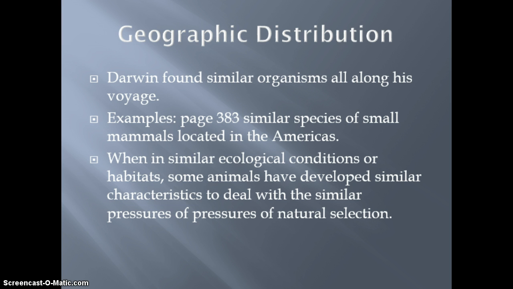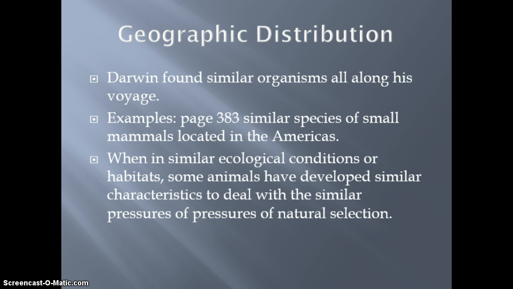They maybe aren't necessarily related, but it's recognizing that there are possibly similar species that have evolved over different evolutionary lines. So looking at the fact that we have similar organisms in similar environments, in similar ecological conditions or habitats, some animals have developed similar characteristics to deal with similar pressures.